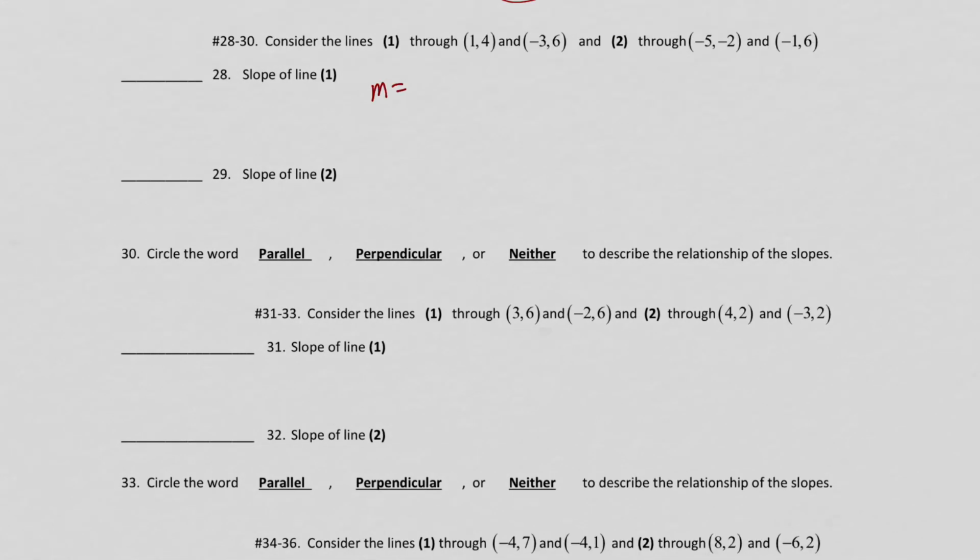The slope is y2 minus y1 over x2 minus x1. y2 is the y value of the second point minus y1, which is the y value of the first point, over x2, which is the x value of the second point, minus x1, which is the x value of the first point. So this is 2 over negative 4, which is negative 1/2.